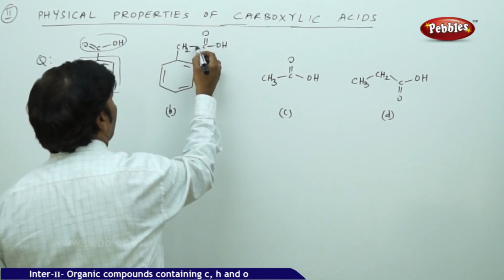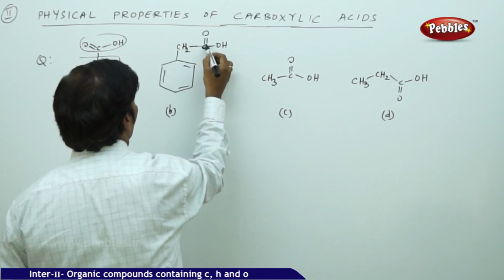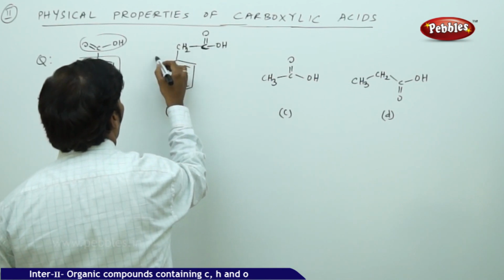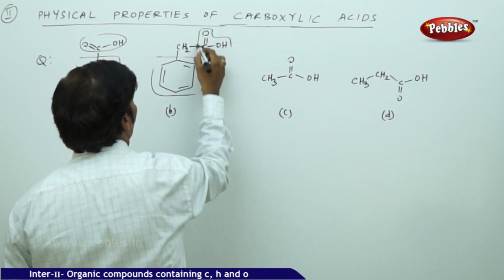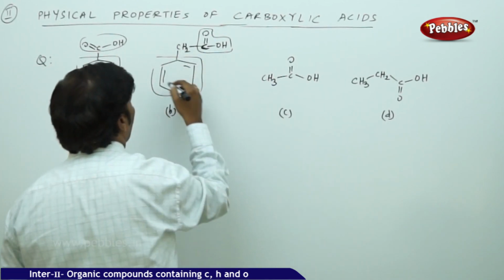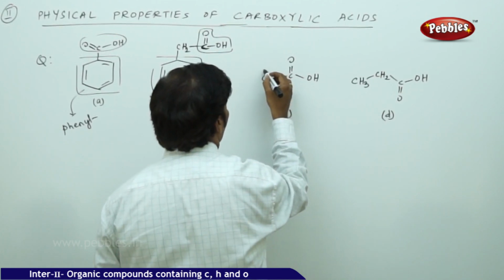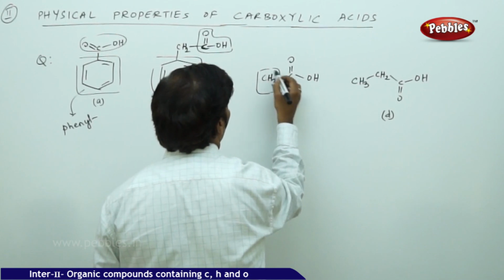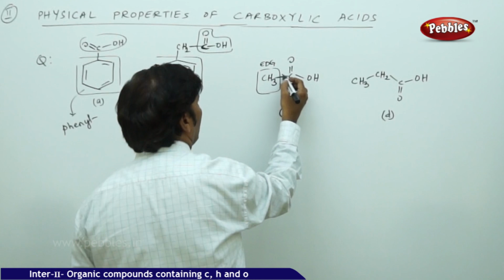Here, this is a benzyl group. Mind you, the benzene ring is not directly attached to the carboxylic acid here. Don't forget that. Benzene with CH2 is a benzyl group. Of course, this group is an electron donating group which contains only one carbon.